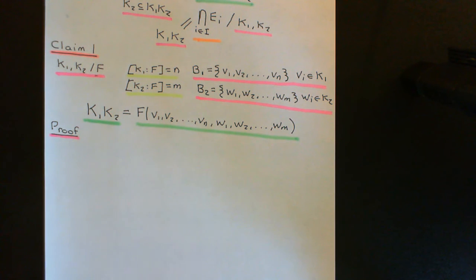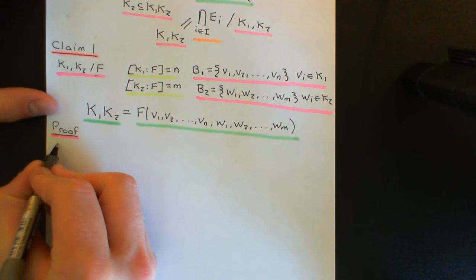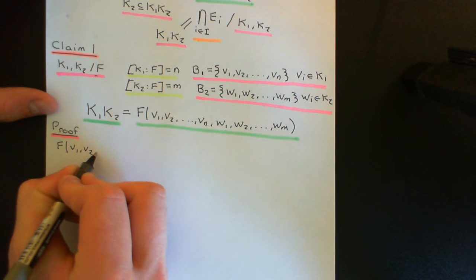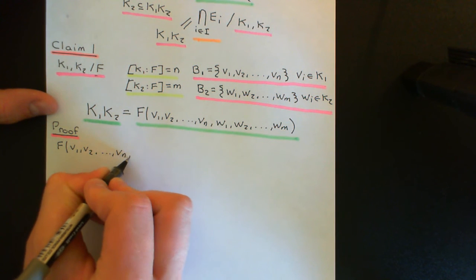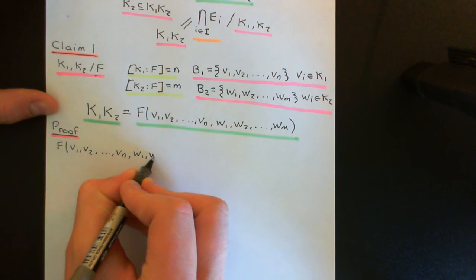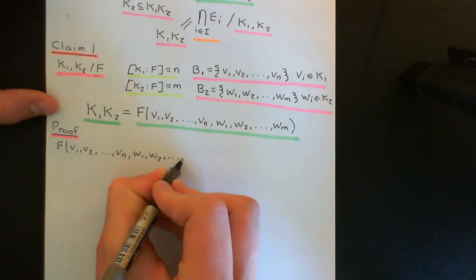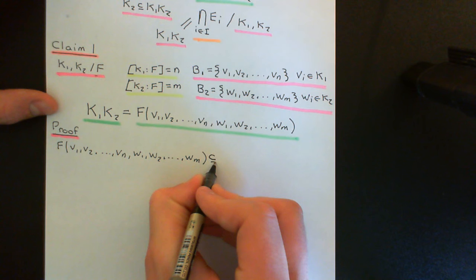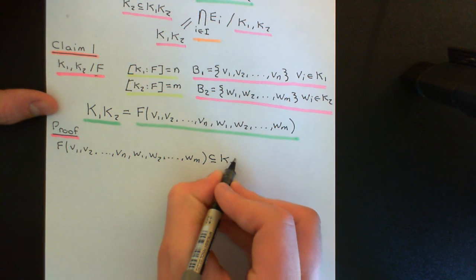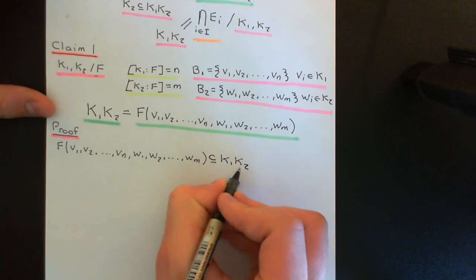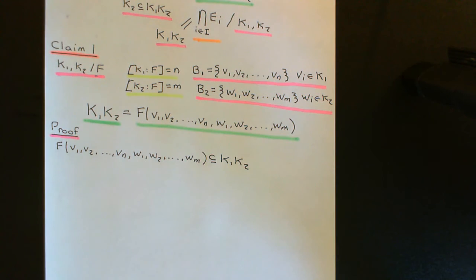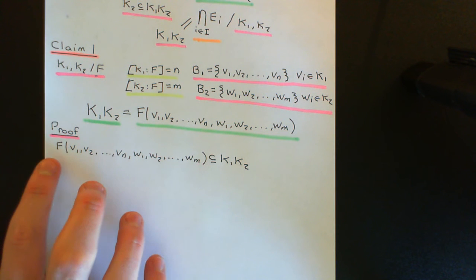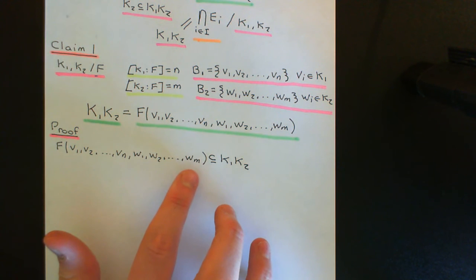Okay, so one way is easier than the other way, so we'll start off with the easy way. The easy way to conclude is that the field extension of F generated by V1, V2, all the way up to Vn, and W1, W2, all the way up to Wm, that this is completely contained within the composite of K1 and K2. That's the easy one to conclude. Now, why is that easy to conclude? Well, this is the smallest field extension of F that contains all of these elements.